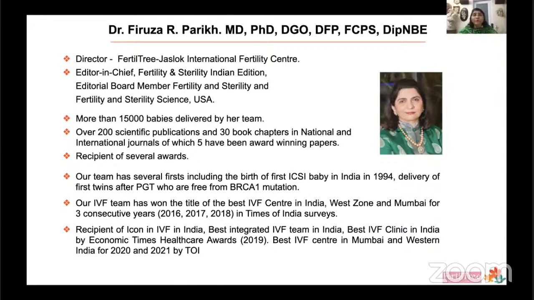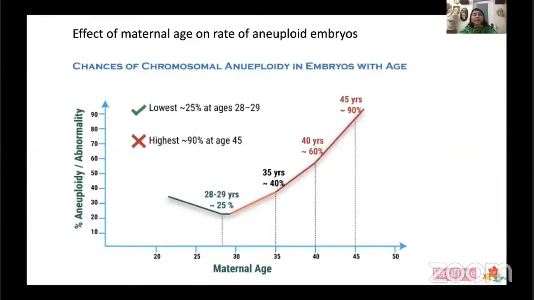My topic is going to be on PGT, and we are going to cover many salient features which are very important when offering PGT to a patient. The first slide shows you that the rate of aneuploidy increases as the woman's age increases. Around the age of 45, more than 90% of the embryos will be abnormal. Therefore, it is important to decide which woman is going to need PGT.